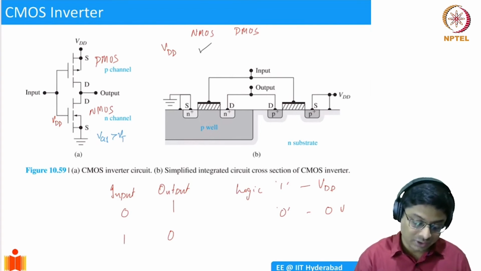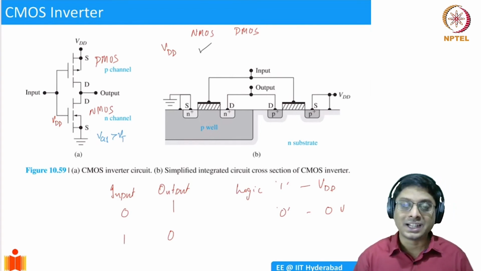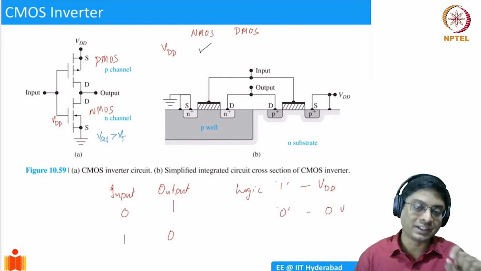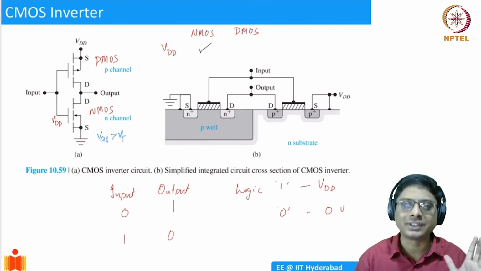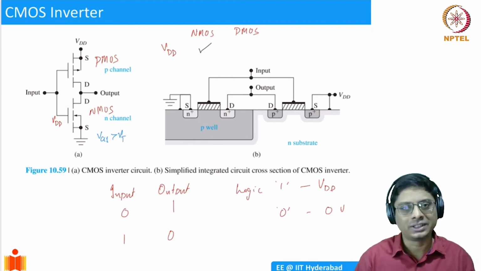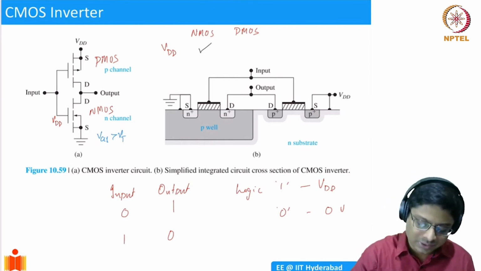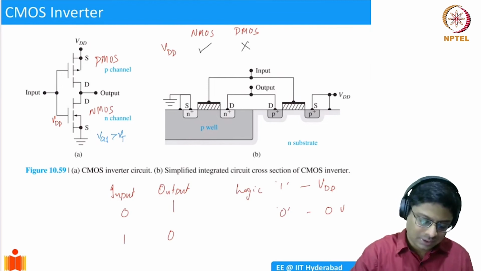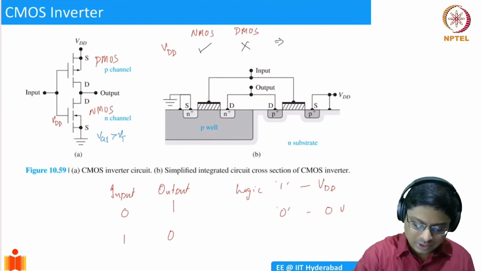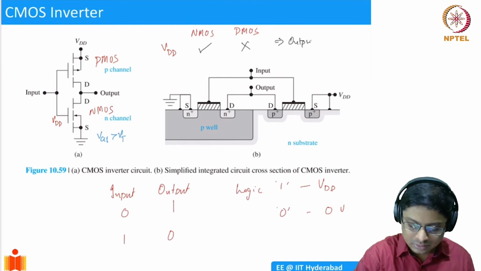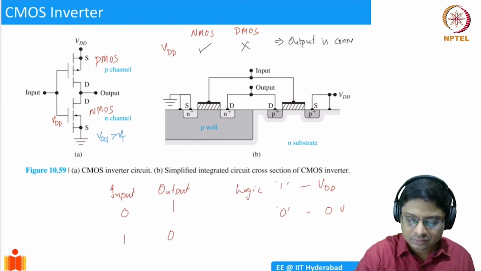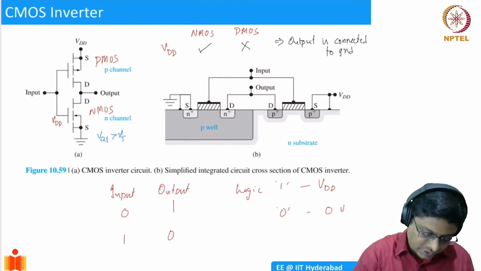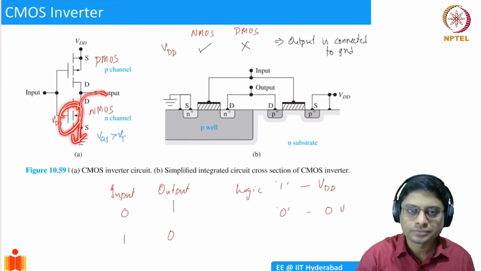What is the VGS of the PMOS device? 0. And it needs to be below negative VT, right? The VT of a PMOS device is minus something, minus 0.5, let's say. So VGS has to be smaller than that. It has to be -1 or something. When VGS is -1, then the PMOS device will conduct. So this will be off. So what does it imply? This implies that the output is connected to ground, right? Because this is on, the output will be connected to ground.